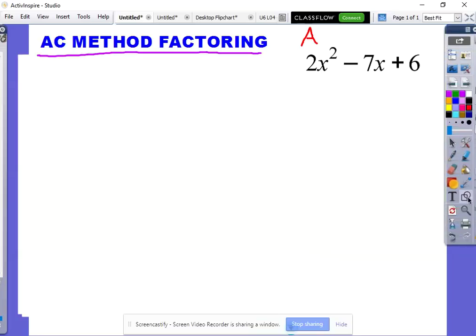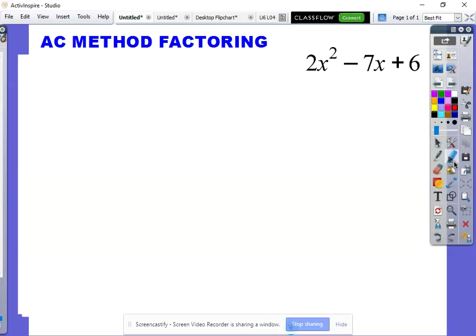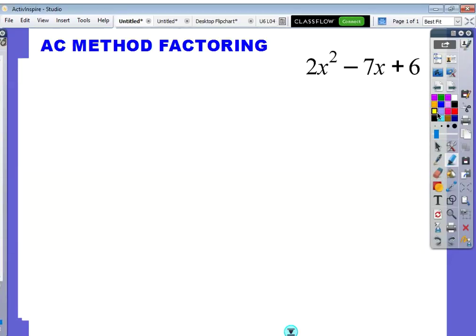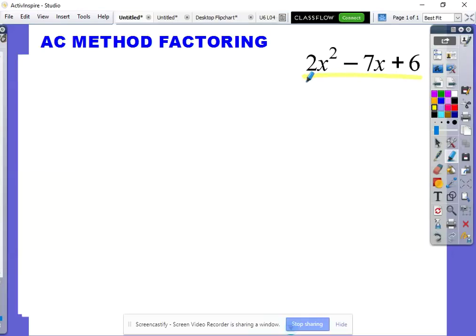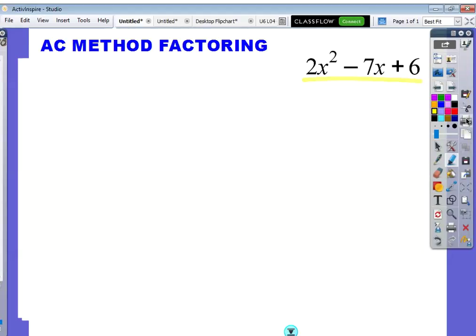All right, folks. So our first step here is to always check for a GCF. Even though we're going to learn a new method today, we always want to start out by checking for a GCF. So we look at these first three terms and we ask ourselves, is there anything in common with 2x squared, negative 7x, or positive 6? In this case, there's no number at all that's in common or variable. So there is no GCF. But just because there wasn't one doesn't mean we shouldn't check.